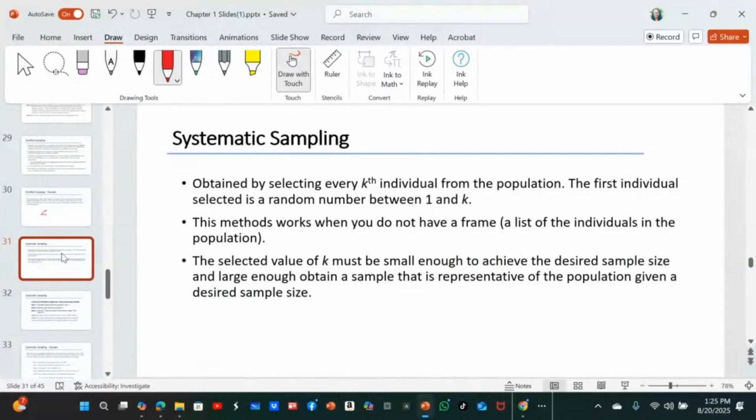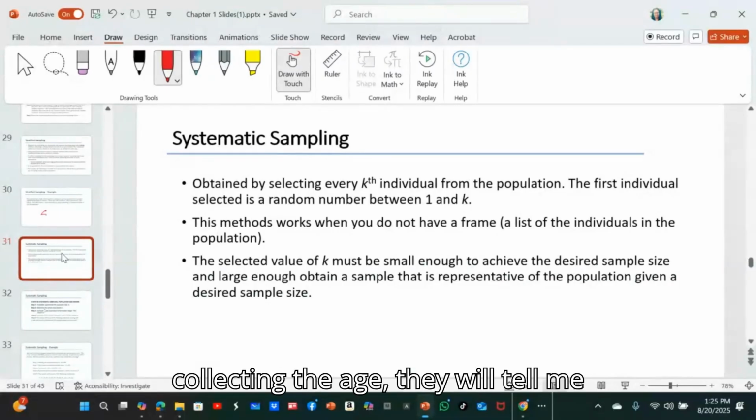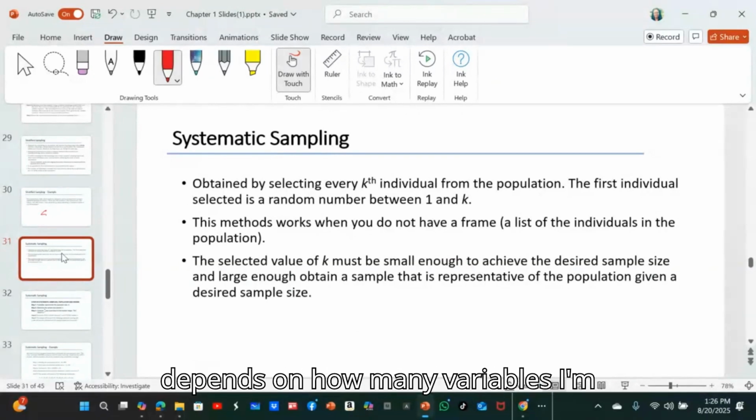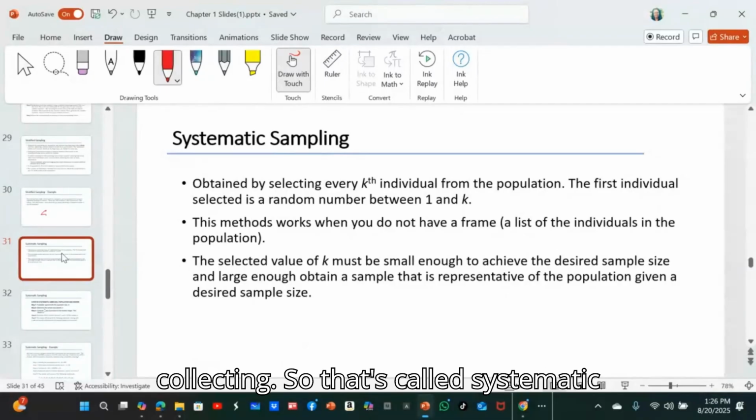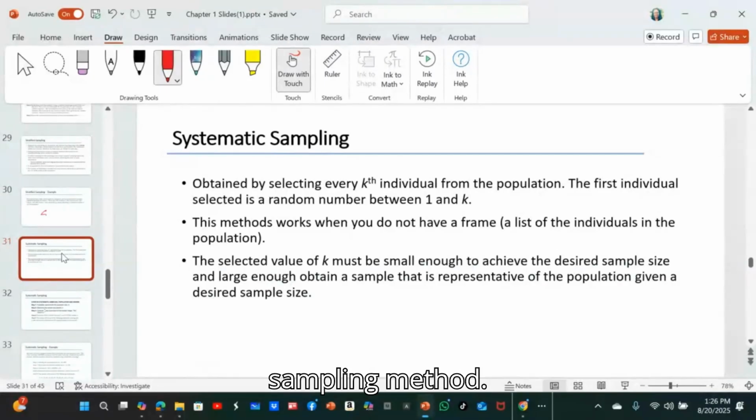And then if I'm collecting the age, they will tell me their age, their height, and their weight. It depends on how many variables I'm collecting. So that's called the systematic sampling method.